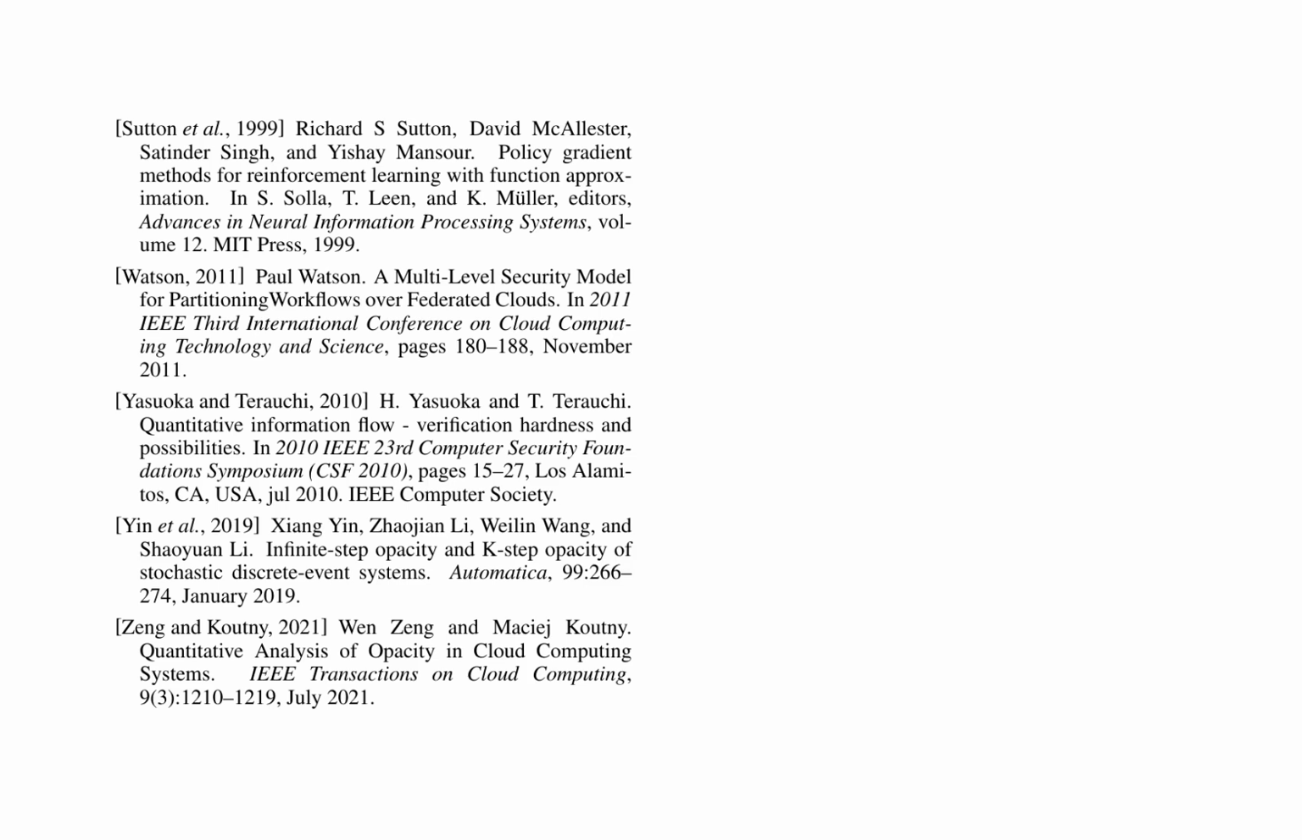The authors cite numerous previous studies on opacity, including Sutton et al., 1999, Watson, 2011, Yasuoka and Terauchi, 2010, Yin et al., 2019, and Zheng and Koutny, 2021. These studies have explored various aspects of opacity, such as policy gradient methods for reinforcement learning, multi-level security models for partitioning workflows over federated clouds, verification hardness and possibilities, infinite step and k-step opacity of stochastic discrete event systems, and quantitative analysis of opacity in cloud computing systems.